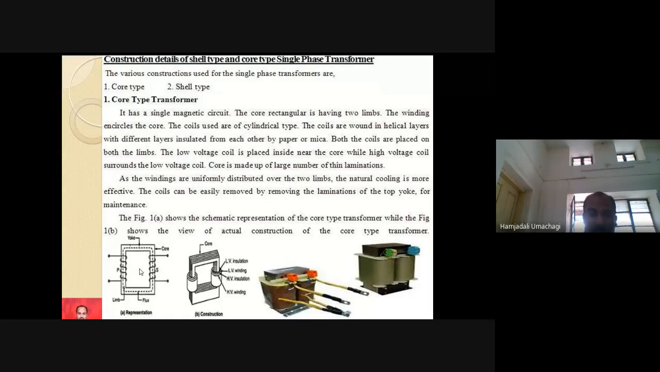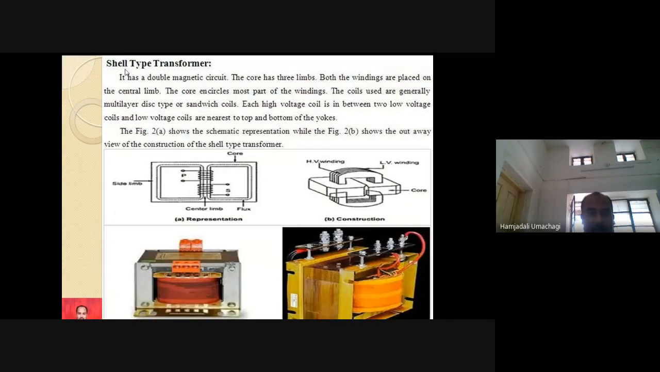Similarly, then comes the shell type of transformer. Shell type means you are given three limbs, 1, 2, 3, and on the center limb you have both primary and secondary winding. Now you tell me, how many windows are there here? Two windows. It is characterized by two windows. This is window 1 and this is the second window, and in between the two windows there is one central limb, which carries both primary as well as secondary winding. Primary winding and secondary winding are sandwiched together.